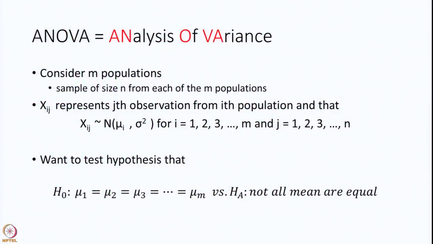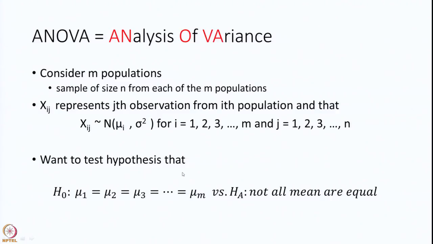This is called analysis of variance. We consider m populations. Now we are generalizing it. Here we had 3 laboratories, and in this case we are going to say that we have m populations and samples of size n. We had a sample of size 3; here we have a sample of size n. Then Xij represents the jth observation from the ith population. And we assume for the time being that Xij is normal with mean mu i and a common sigma square.